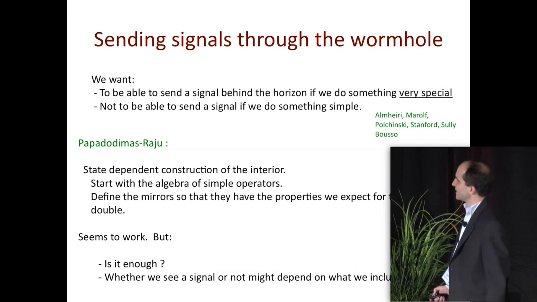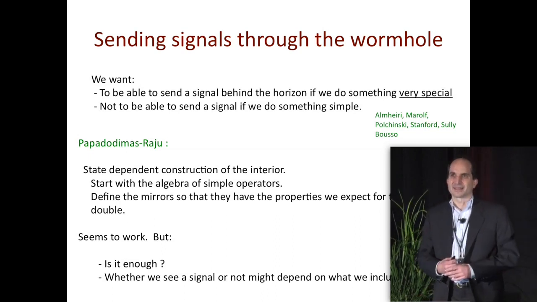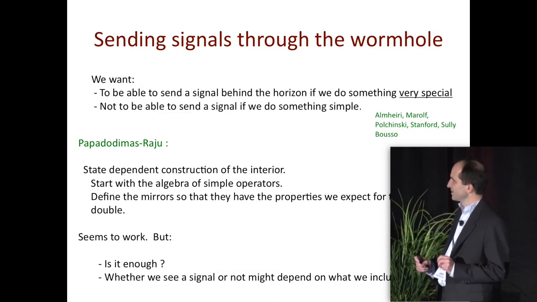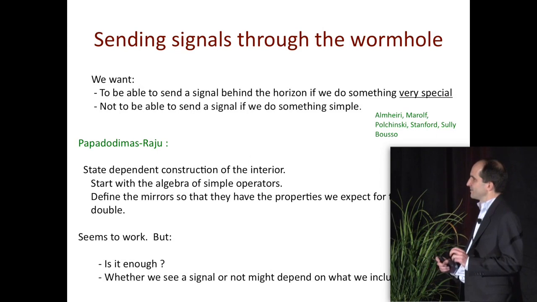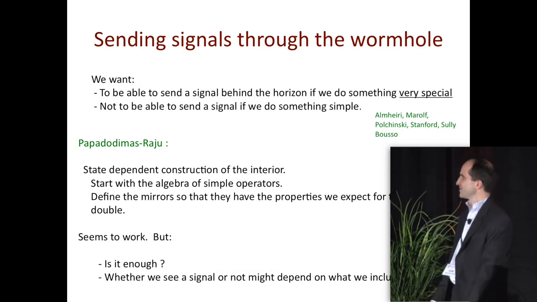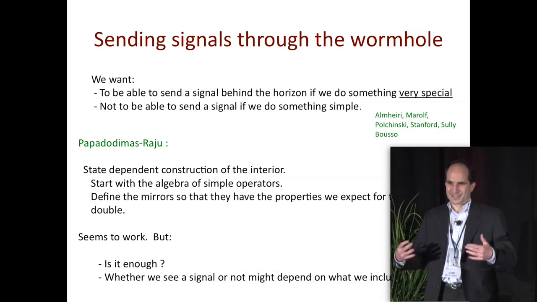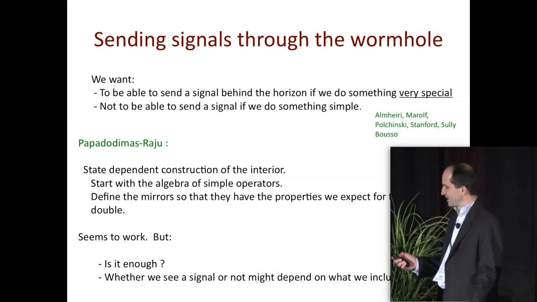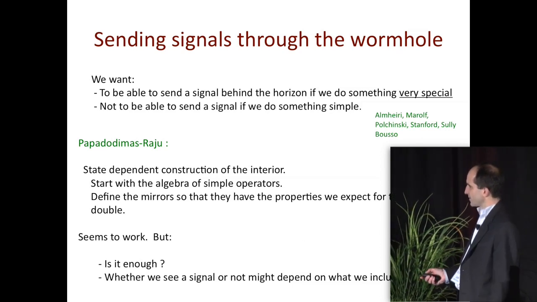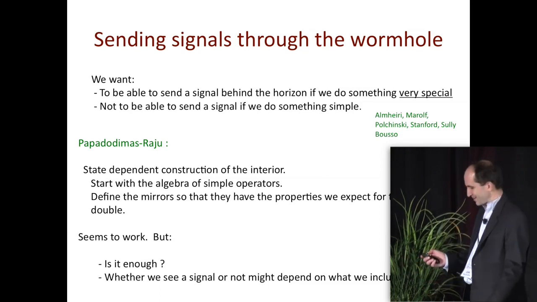There's been recently an interesting work by Papadodimas and Raju, which gives a certain state-dependent construction of the black hole interior. It's a very nice construction, but also, in some sense, strange, because they declare this to be the correct construction. It's not clear what the principles are that determine this construction. So the question is whether it's enough, or whether we just made a definition that works, but maybe it's not what is going on.